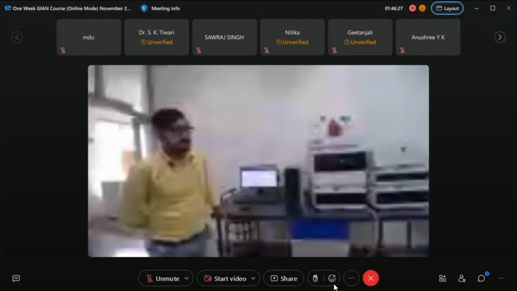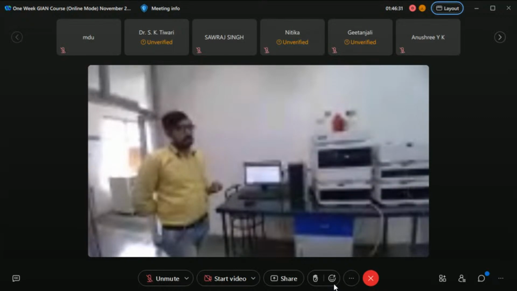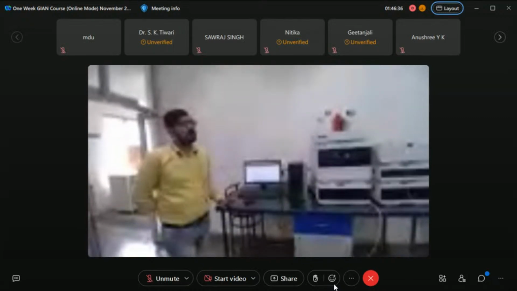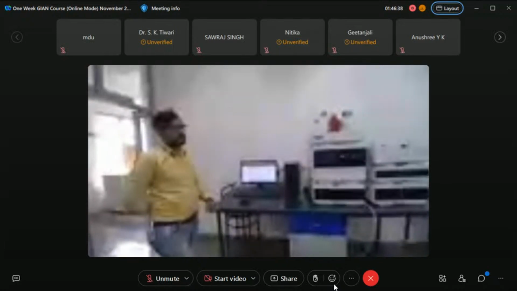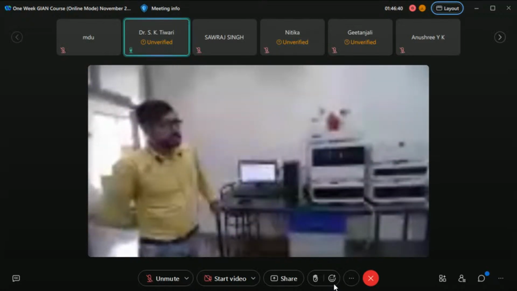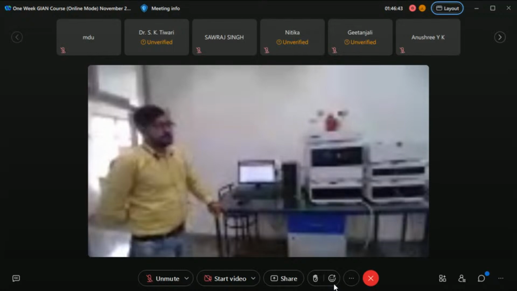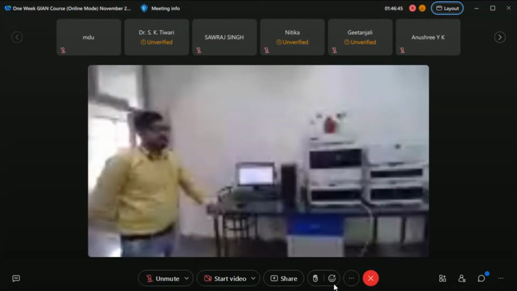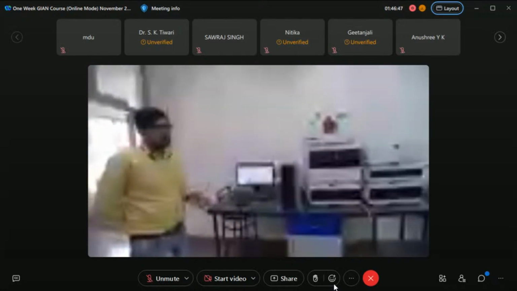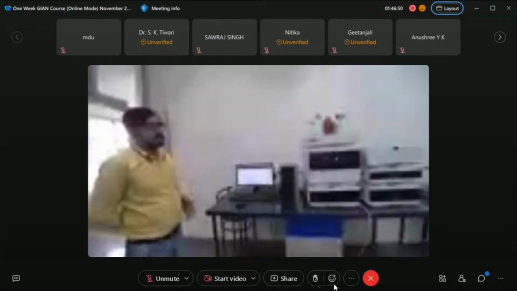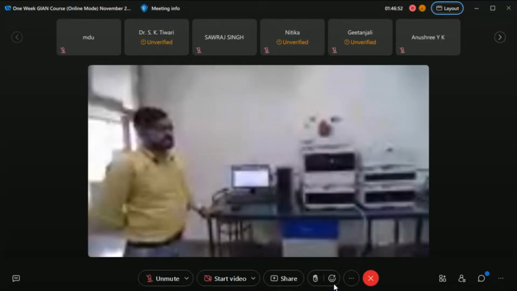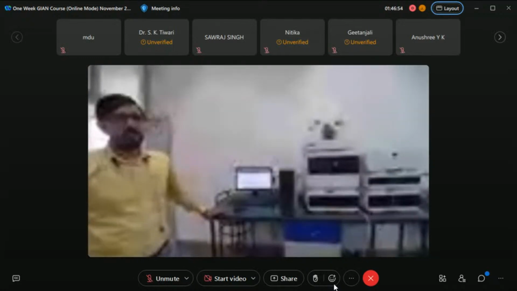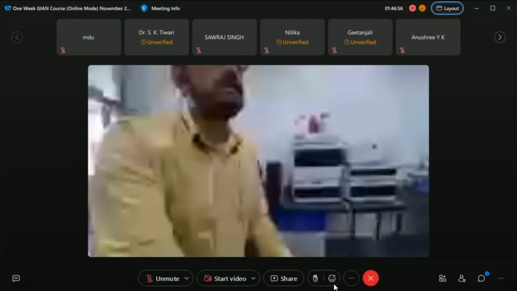HPLC is a very highly sensitive technique. By using it, we can calculate concentrations as low as 0.1 ppm, and we can also use separate columns for bacteriocins and small peptides, which can be identified as well as quantified using the HPLC. Now we further move to the GC system. The GC will be demonstrated by Arush.